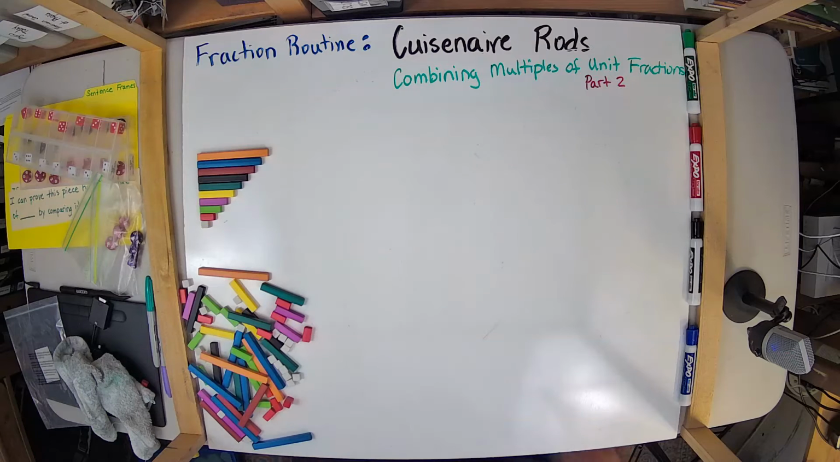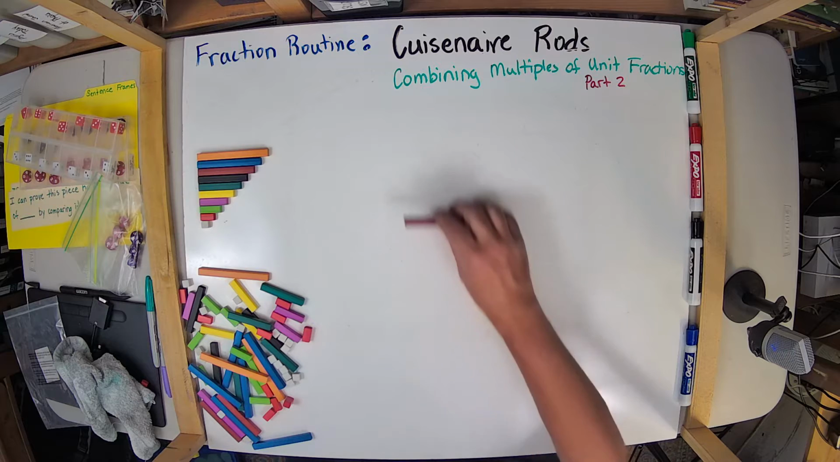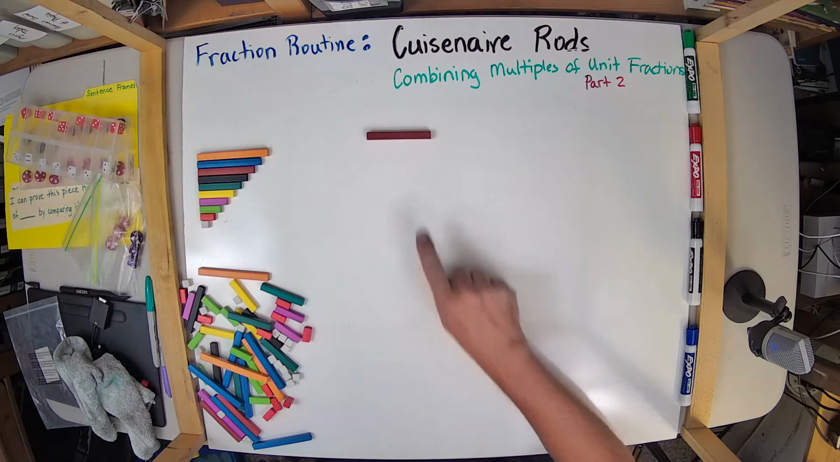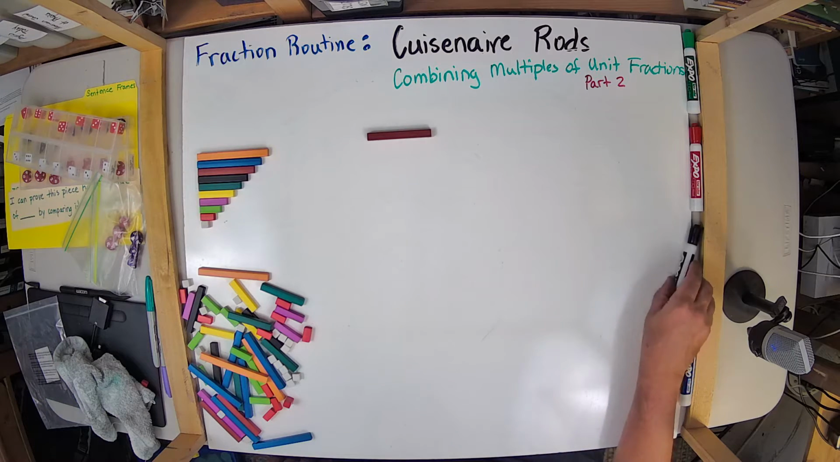Okay, fraction routines, Cuisenaire rods, combining multiples of unit fractions. This is part 2. And I want to walk you through a little bit of how my teacher thinking goes about creating combinations that I would like students to use. I'm going to use the brown rod. You might say, well, how did you know to choose the brown rod?